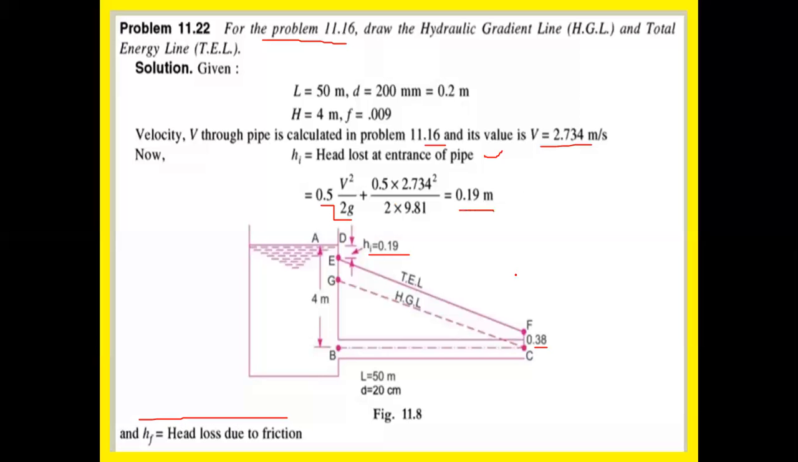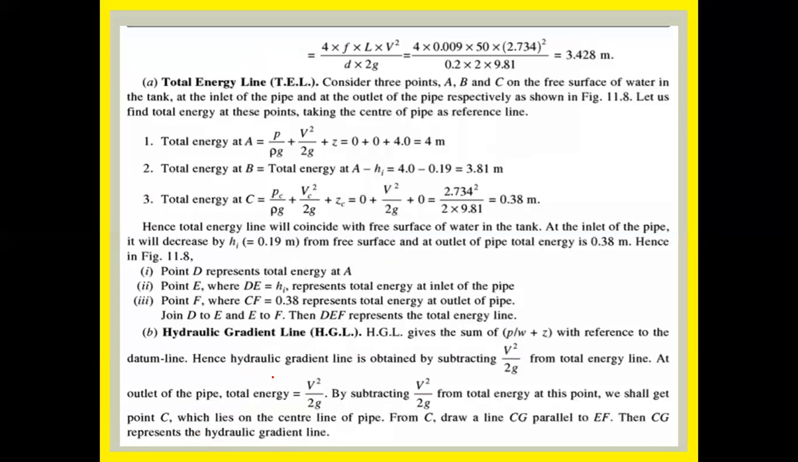Now the HF formula, for loss of head due to friction, is 4 into F into L into V square by D into 2G, that is equal to 3.428 meter. Up to here we got it.